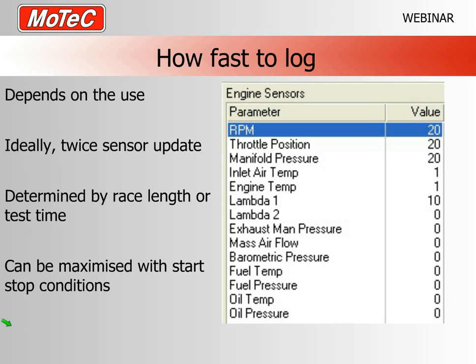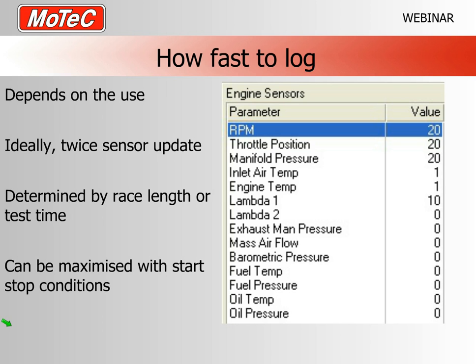Now, how fast do we log them once we choose which items to log? In the ideal world, I'm told that you should log a sensor at twice the rate that it updates, or at least as fast as it updates. So something that updates very quickly like RPM, then you'd want to log that at a minimum of 20, and if you have the time, then you could log it at 50 Hertz.